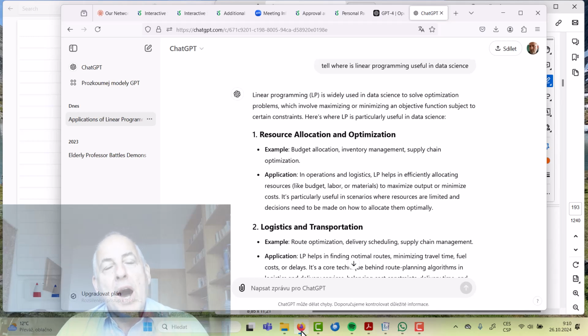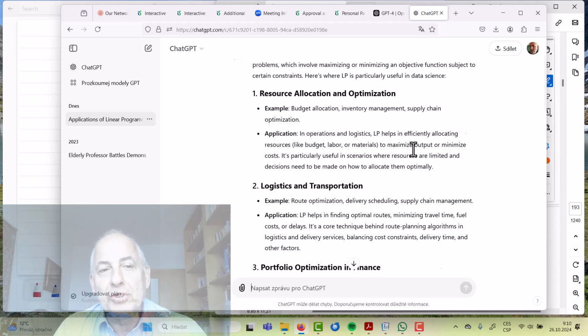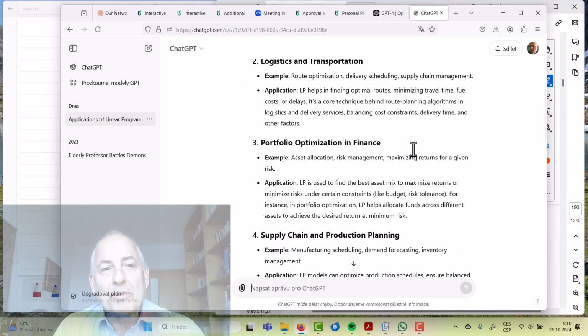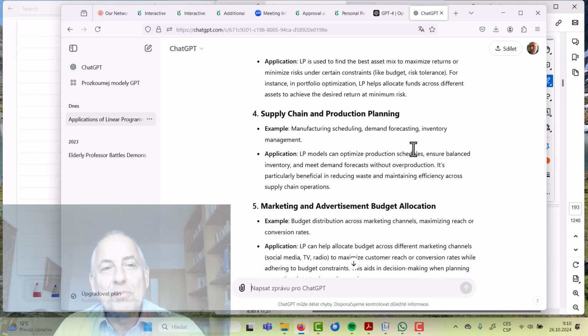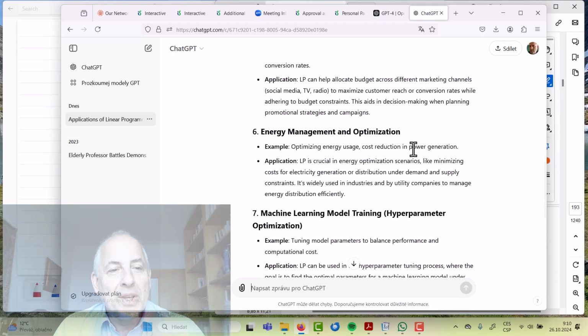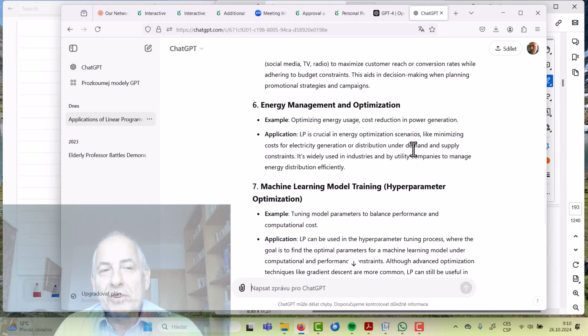I thought I would be you, and I asked ChatGPT what linear programming is good for in data science. You see the question is here. And the answer is quite overwhelming because it looks like it's useful everywhere, right? Resource allocation, logistics, transportation, portfolio optimization in finance, supply chain and production planning, marketing, but also machine learning and model training, energy management, etc.